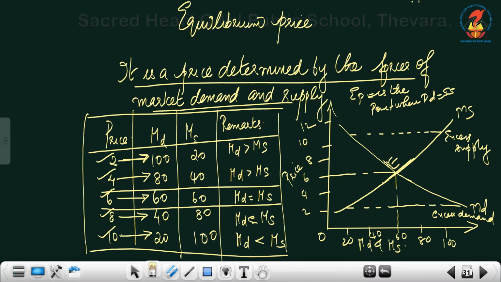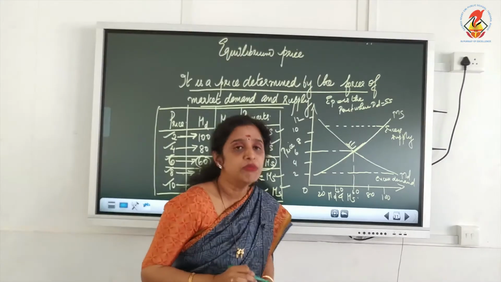Now in the first two prices you can find market demand is greater than market supply. Here when the price is 6, you can find market demand is equal to market supply. At prices 8 and 10, market demand is less than market supply. So price 6 is the only point where market demand is equal to market supply.